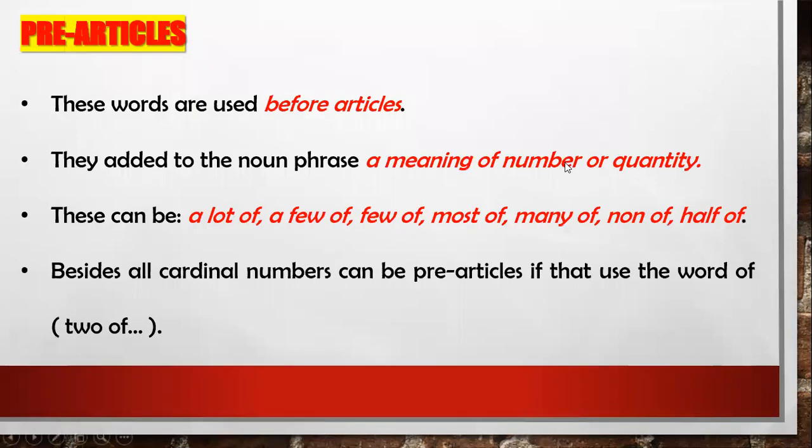Now, let's pass to the other point. Pre-articles. What are the pre-articles? Pre-articles are the words which are used before the articles. They add to the noun phrase a meaning of number or quantity. This can be a lot of, a few of, most of, many of, none of, half of. Besides, all cardinal numbers can be pre-articles if they use the word of. You can use also the cardinal numbers: three of us, two of us. Notice here the structure. So we are going to use it as a pre-article.